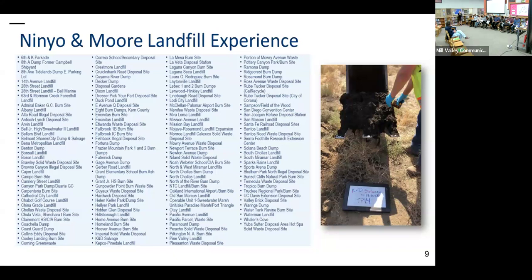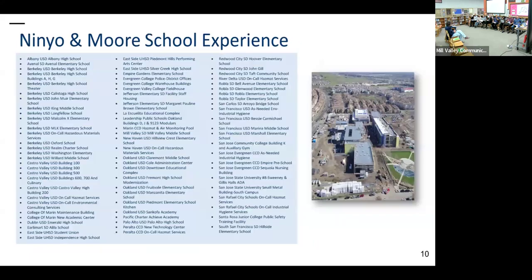Cal Recycle is the agency that oversees landfill management, and we assist in the management of landfill sites. We've been working with them under contract continuously since 2009. Next slide, please. We also have extensive school experience.